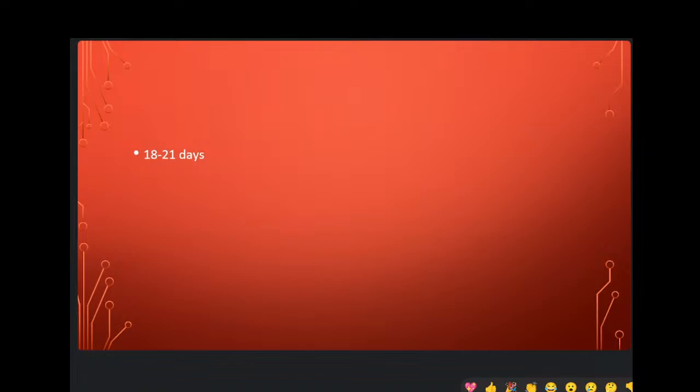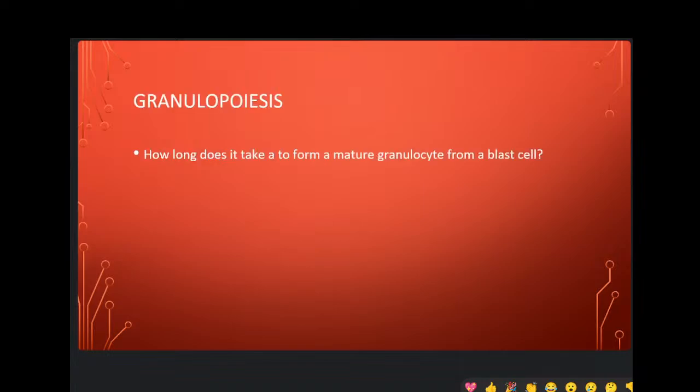We're going to move on to granulopoiesis. Is that right, Marion? Okay, yeah, it's granulopoiesis. How long does it take to form a mature granulocyte from a blast cell? So it takes about 14 days.